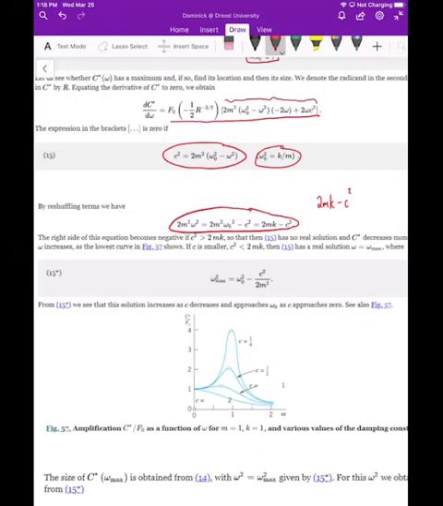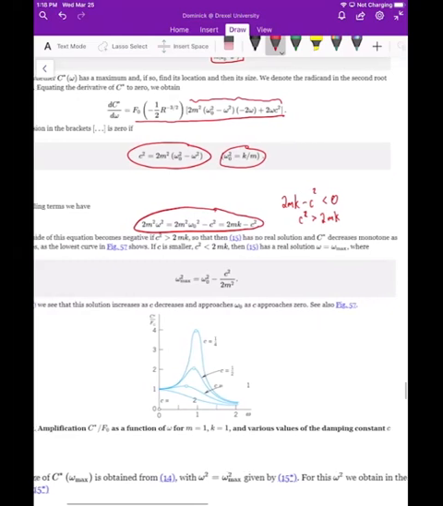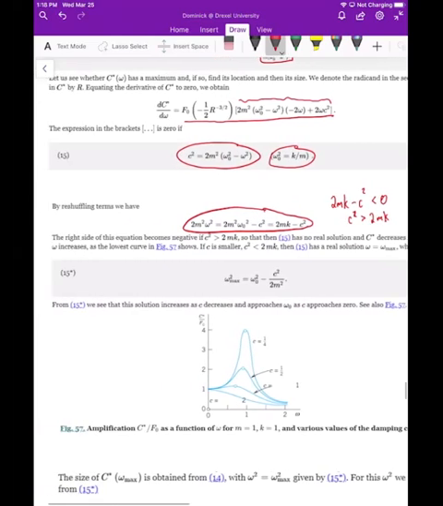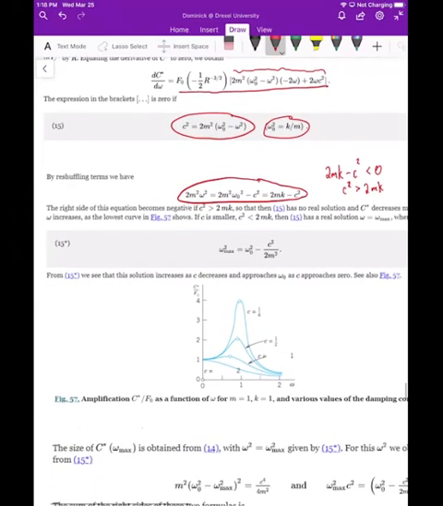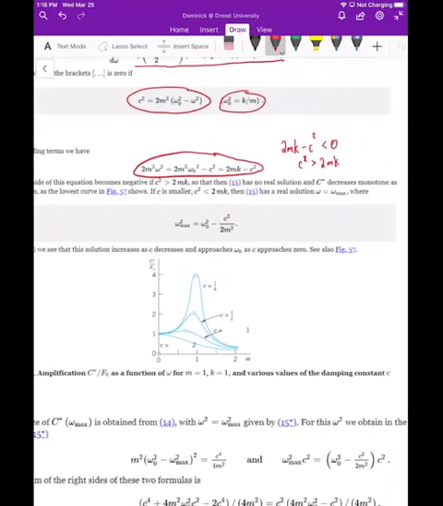because this will be negative if c squared is larger than the other side, right? C squared versus 2mk, right? So if c squared is larger, then there's no real solution, and you get that C star decreases as omega increases, right? And then if c is smaller, then there is a real solution where you obtain the max, and that's given by this value here, right?